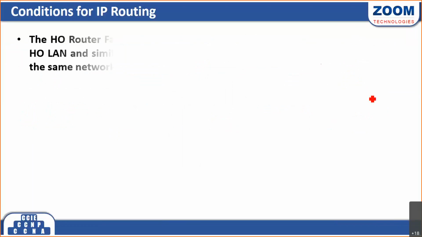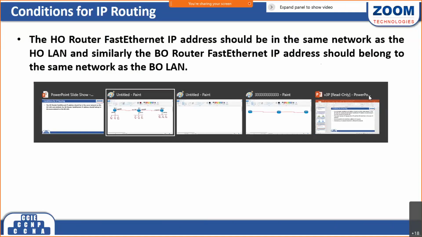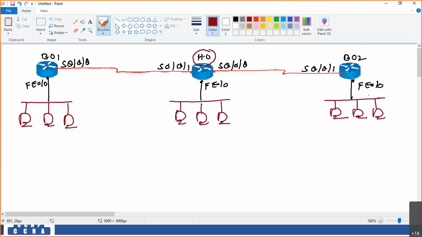Condition number one: the head office router Fast Ethernet IP address should be in the same network as the head office LAN. Similarly, the branch office router Fast Ethernet IP address should belong to the same network as the branch office LAN. This is condition number one for IP routing. So what is the condition telling us? Listen carefully.